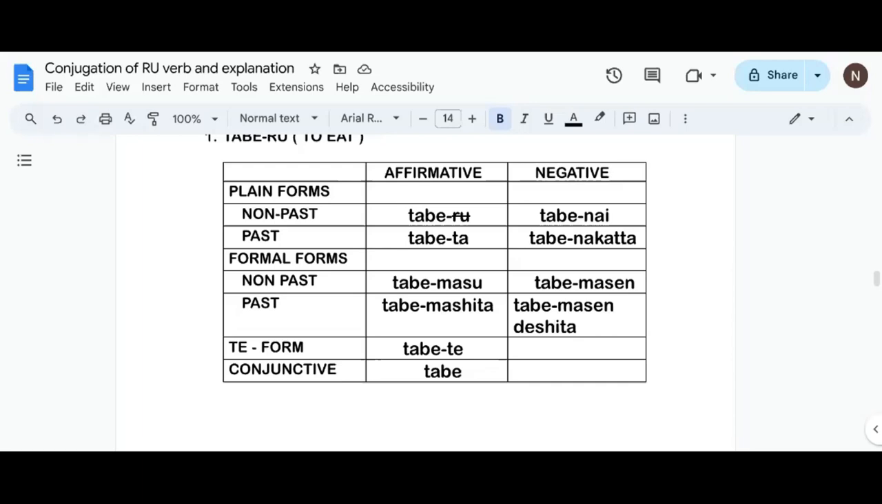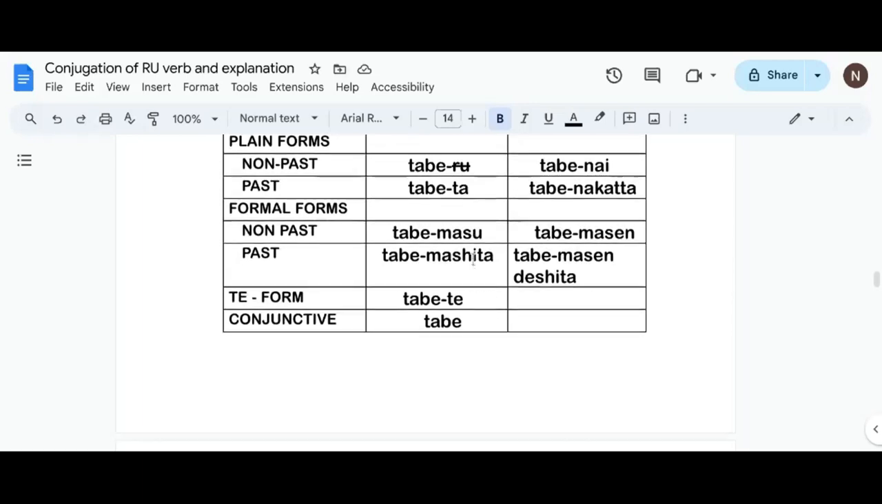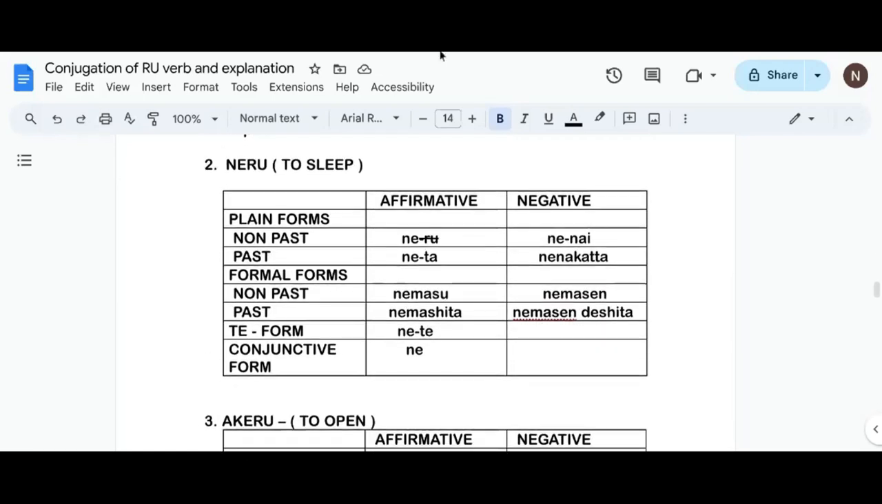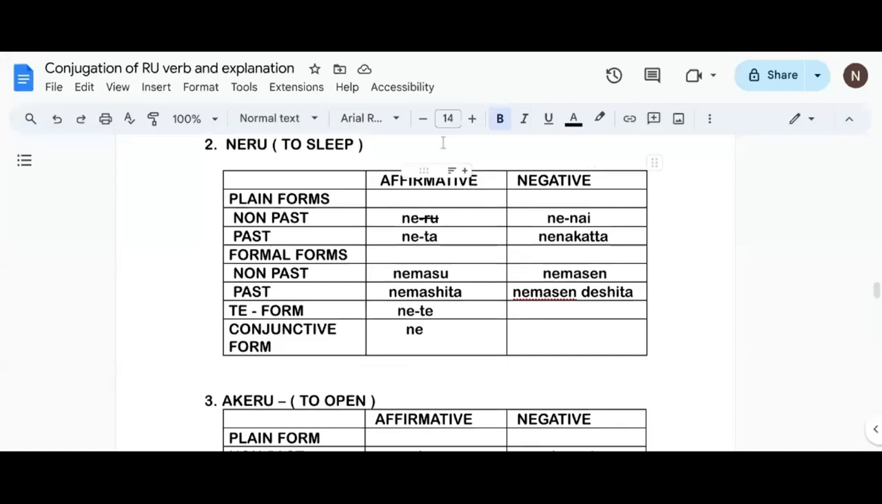Okay, thank you sister. Now let's have another example. Yes, neru. Now let's have neru, which means to sleep. Okay, to sleep. So again, you are in the ru verb because it ends in ru in your dictionary form. Neru is to sleep. Again, just drop the ru. This is your root word or your dictionary form, neru. Drop the ru.